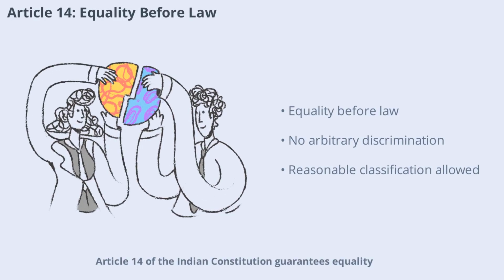Article 14 of the Indian Constitution guarantees equality before the law and equal protection of the laws. This means the state cannot discriminate arbitrarily. While the law allows for reasonable classification, it prohibits class legislation. Courts have struck down laws that create unjust distinctions, ensuring that administrative discretion does not undermine equality.